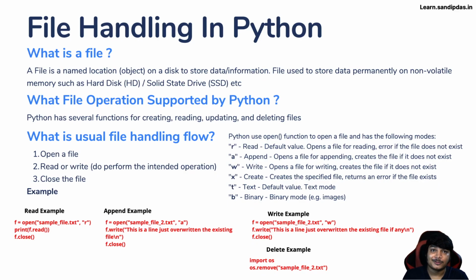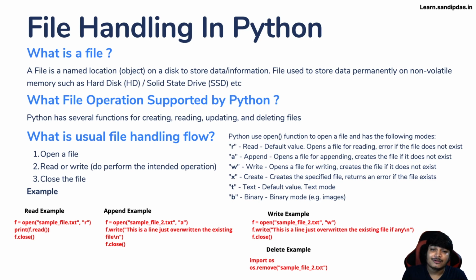Now let's learn about file handling in Python. Okay, now what exactly is a file? A file is a named location on a disk to store data or information, and this file is used to store data permanently on non-volatile memory such as a hard disk or solid state disk. Now, what are the file operations supported by Python?